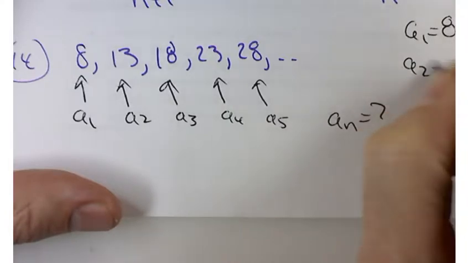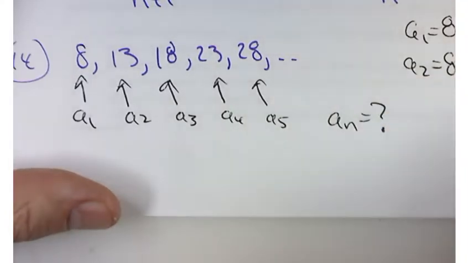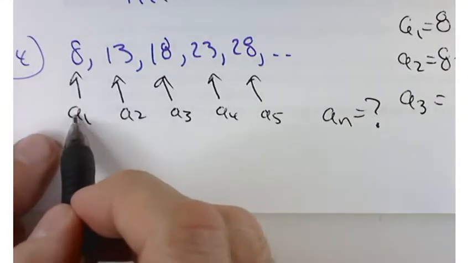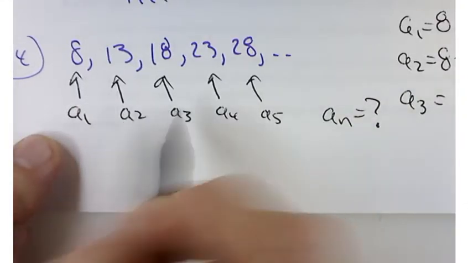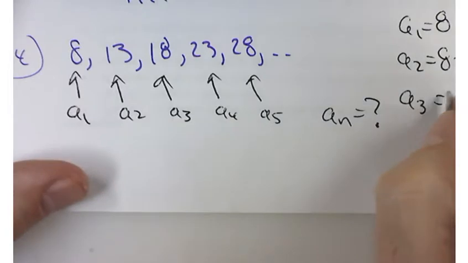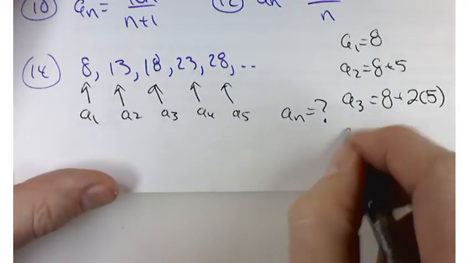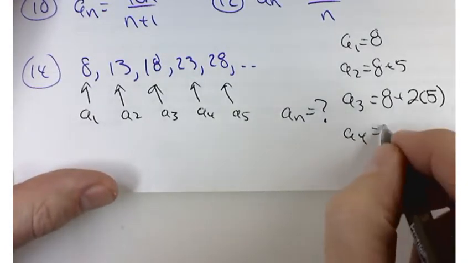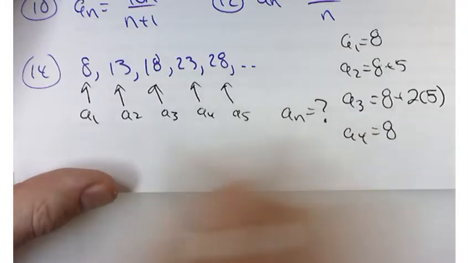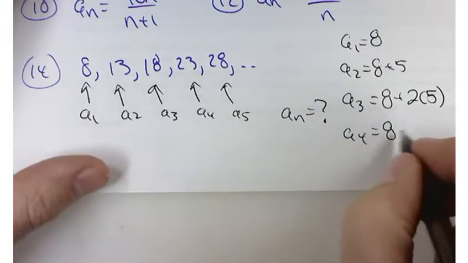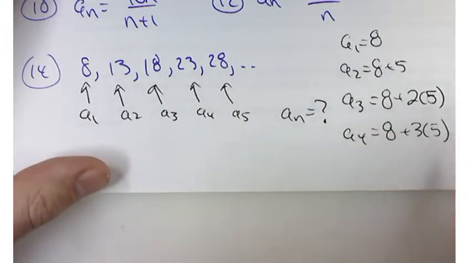A sub 2 is 8 plus 5. A sub 3 is 8 plus 5 plus 5. It's 8 plus 5 twice, right? So it's 8 plus 2 times 5. And let's look at this one more time to see if we can't generalize it. A sub 4 is 8 plus 5 plus 5 plus 5. It's 8 plus 3 5s.